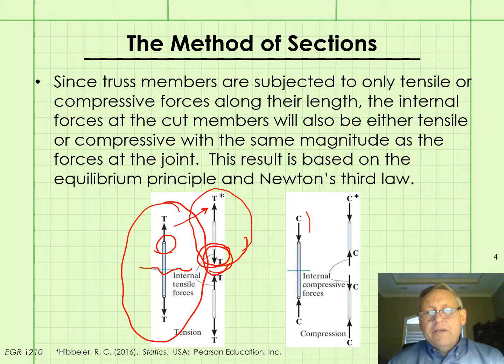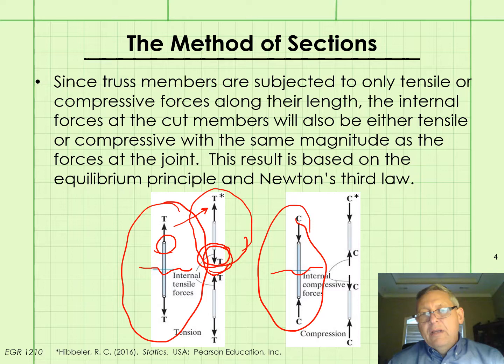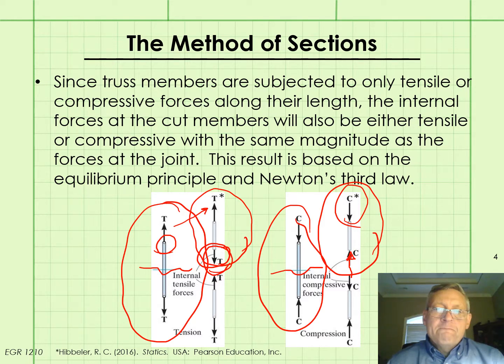Same thing for compression. If we cut through a truss member in compression, then the free body diagram of the top half has to show a force equal and opposite to the pre-existing force C in order to maintain equilibrium. Now, this is all based on the equilibrium principle and Newton's third law, and really shouldn't be anything new given where we are at this point in the course.